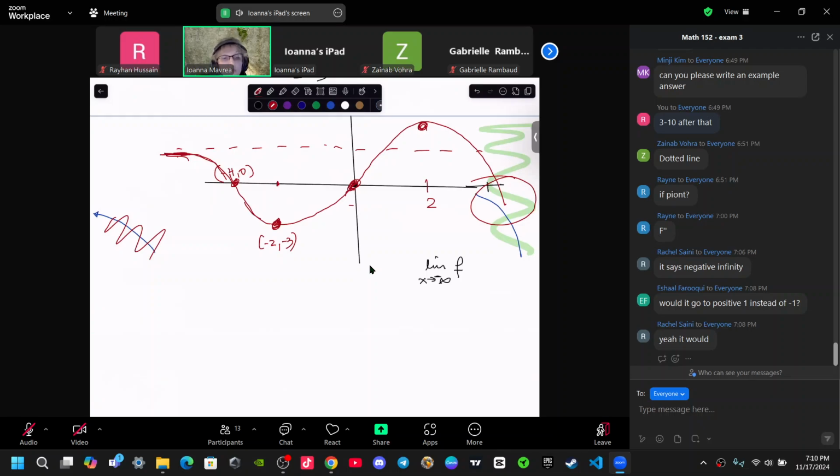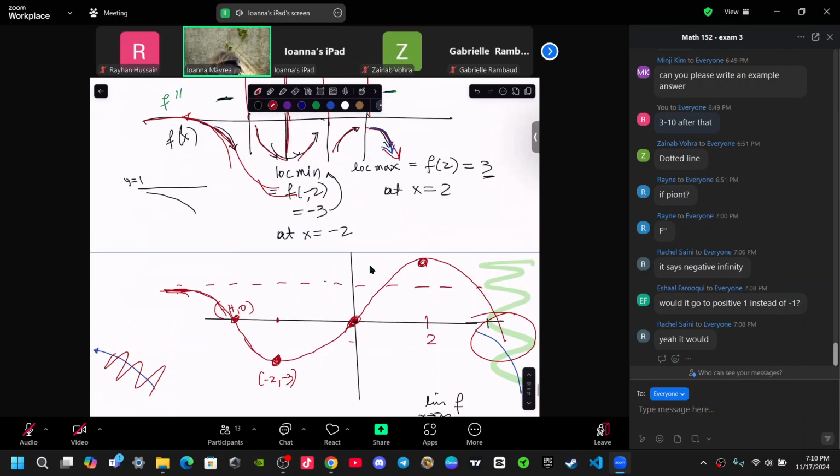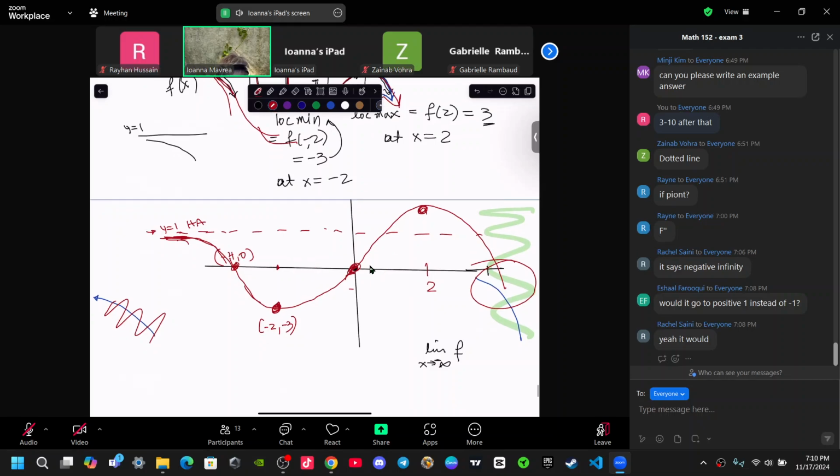And labeling is something they're going to ask you to do. So you label. y equals 1 is a horizontal asymptote. You label this. So this is where you have a local minimum equal to -3. You label this. Local maximum is equal to f of 2, which happens to be 3.